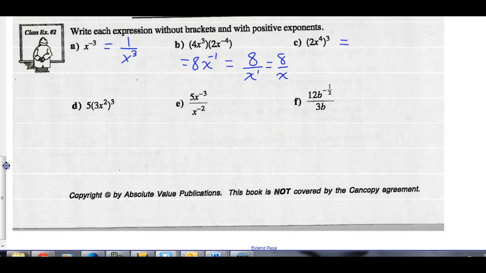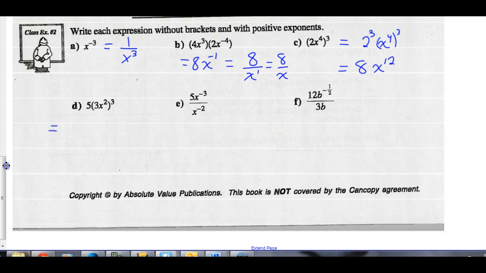Part C. Power of a product rule. We've got 2x to the 4th all cubed, so that means the 2 is going to get cubed, and the x to the 4th is going to get cubed. So they're both going to get cubed. 2 cubed we know is 8. For x to the 4th cubed, that rule says keep our base and multiply the exponents.